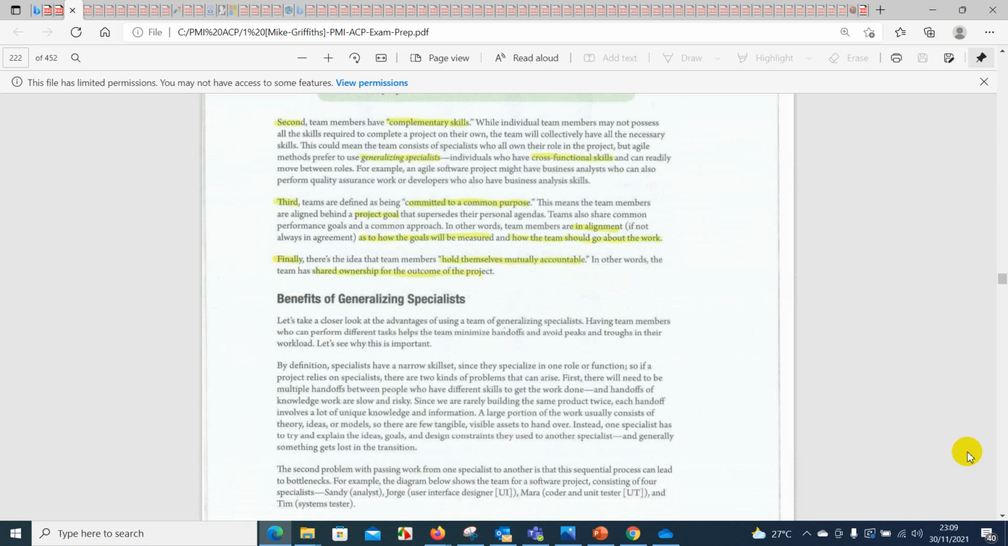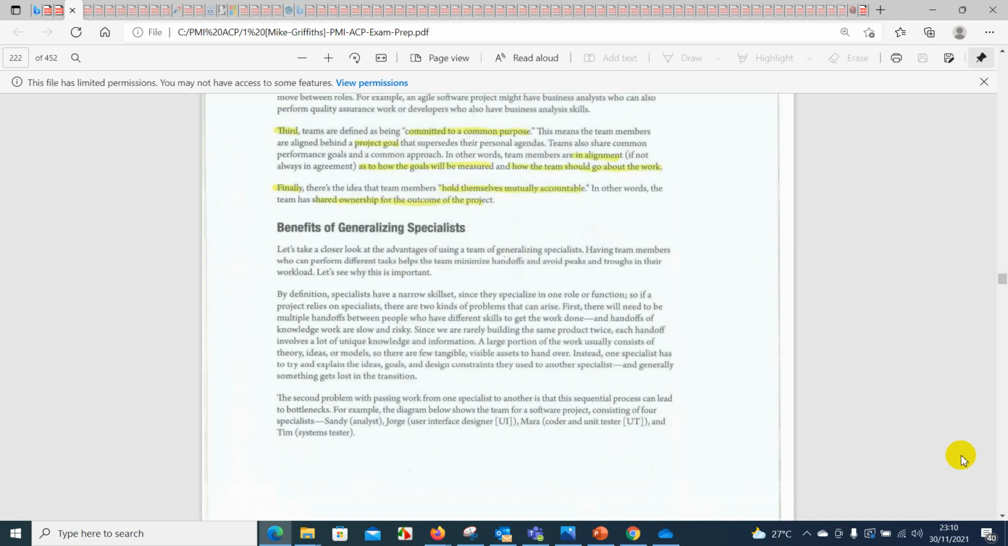Okay, the team is defined by being committed to a common purpose, a project goal that supersedes their personal agendas, and the members are in alignment on how to measure success and how the team should go about the work. Finally, the team members hold themselves mutually accountable. In other words, the team has shared ownership for the outcome of the project.